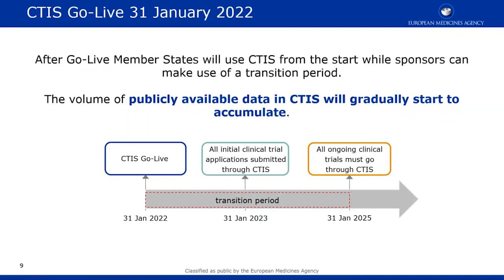This implies when CTS goes live on the 31st of January 2022, in the first year, a sponsor can decide whether for an initial dossier, I follow the directive or I use the regulation. After January 2023, all initials have to go through the regulation, and 2 years later, in January 2025, everything that's ongoing has to transition to the regulation. So this means that the available data in CTS open to the public will gradually start to accumulate, to grow. It will go slowly. With each trial that goes in the regulation, the amount of data available increases. Next slide, please.